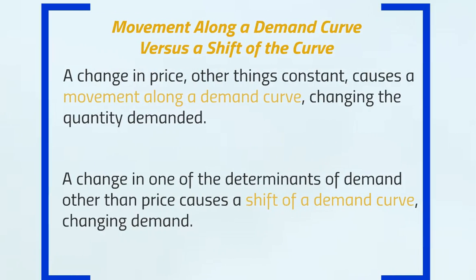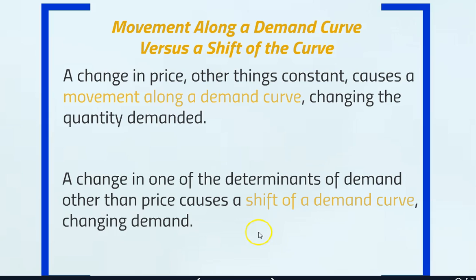Movement along a demand curve versus a shift of the demand curve. A change in price, other things constant, causes a movement along a demand curve, changing the quantity demanded. I can't draw on this right now, I can't figure out how, but if we had a demand curve here, a change in price causes a movement along the demand curve. You stay on that graph, changing the quantity demanded.